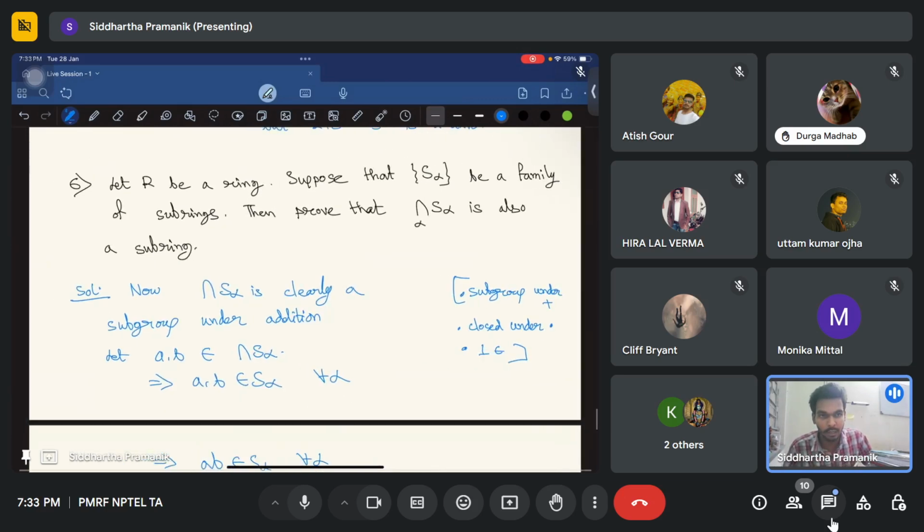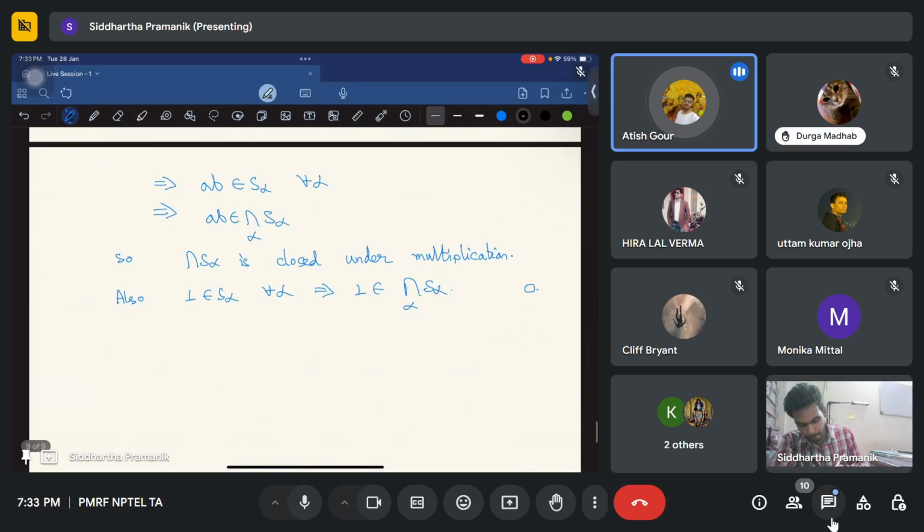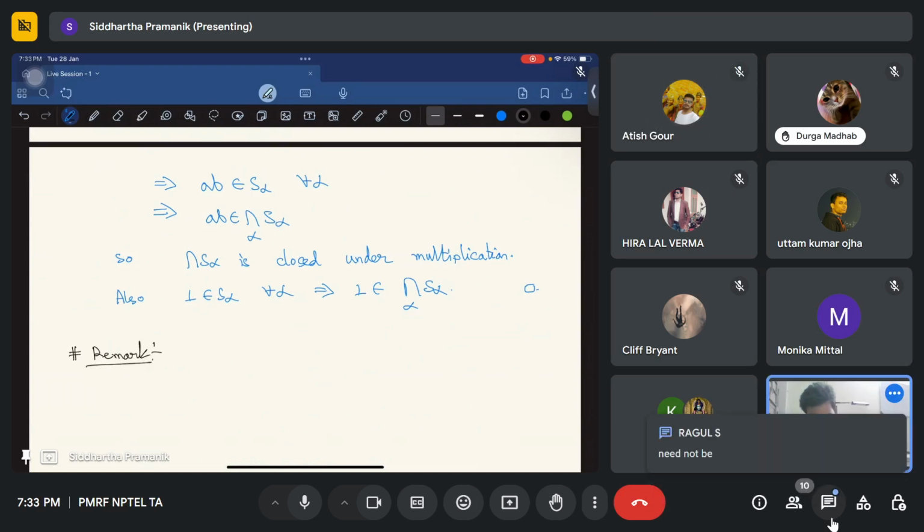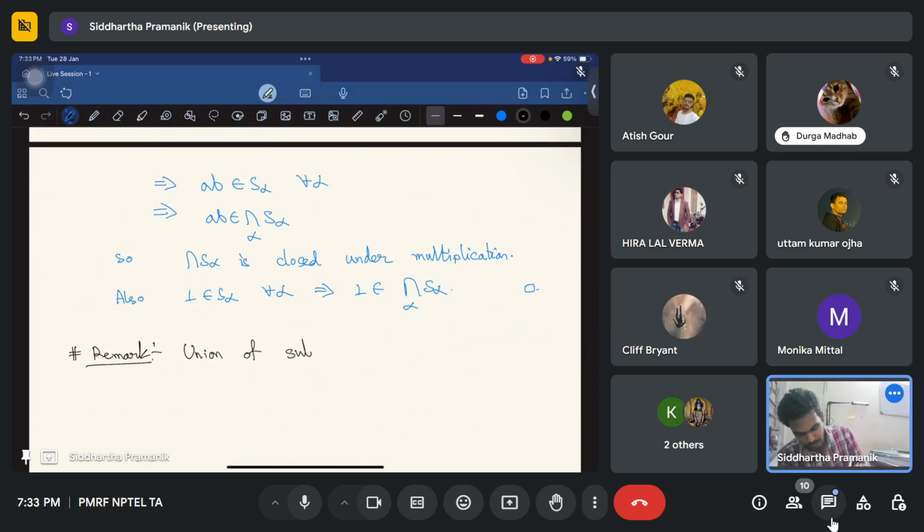Now what about the union of subrings? Is it a subring? Not necessarily. I think one should be contained in the other, then it is. Yeah, not possible necessarily, but can you give some example? Union of subrings need not be subrings. Yeah, can anyone give some example?